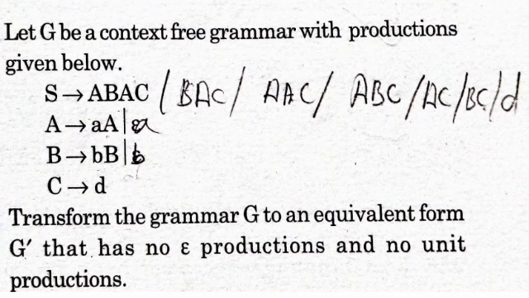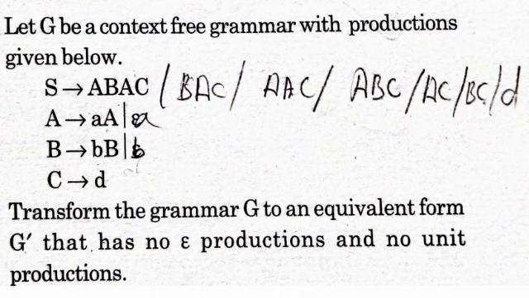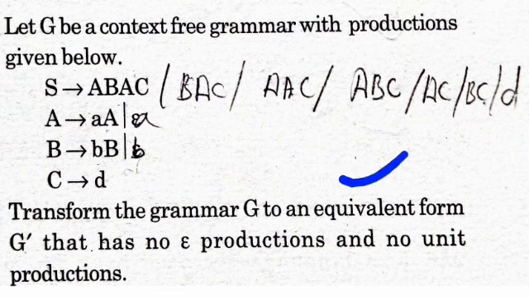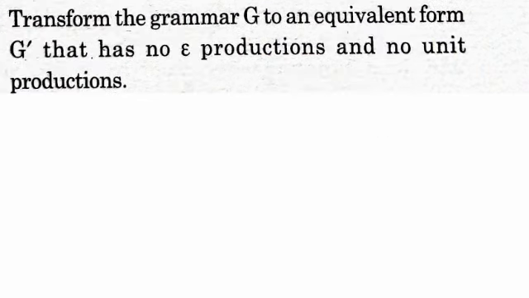Let G be a context-free grammar with productions given. Here S produce ABAC, A produce A and null, and B produce B, B and null, and C produce D. So transform the grammar G to an equivalent form G dash that has no null production and no unit production. Now come to the solution of this question.